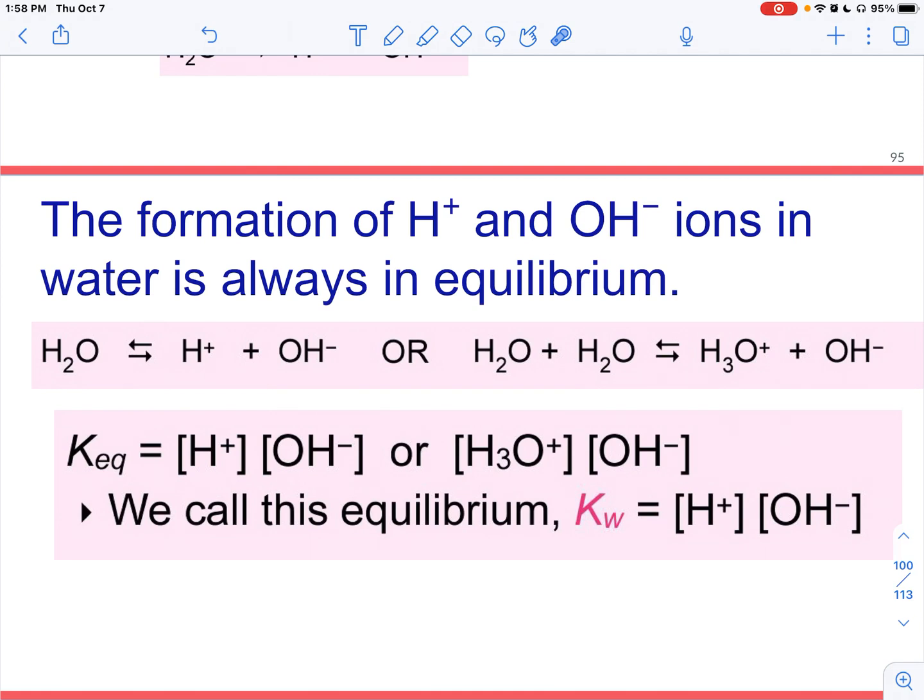This equilibrium constant has a special letter. It's Kw. Okay, and we're going to use Kw a lot, and the W stands for water. So we're going to use Kw a lot in the next unit.